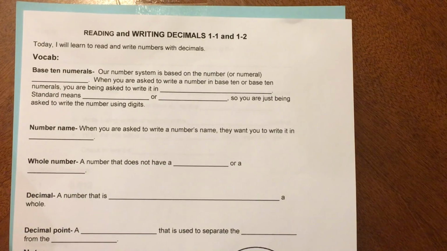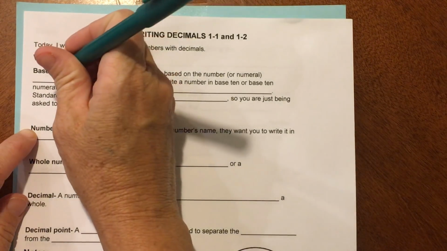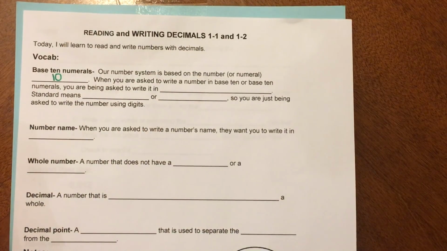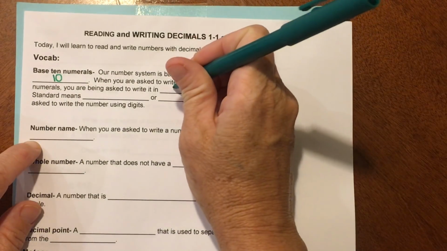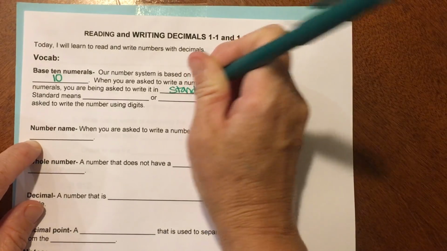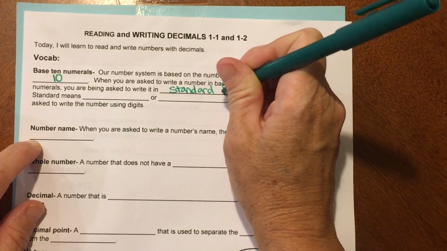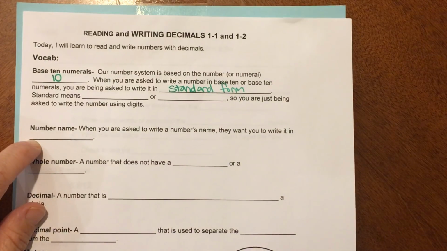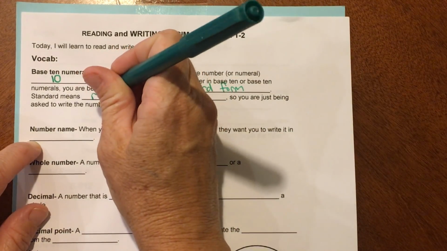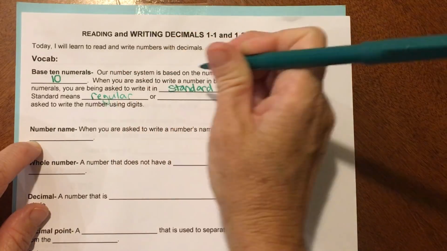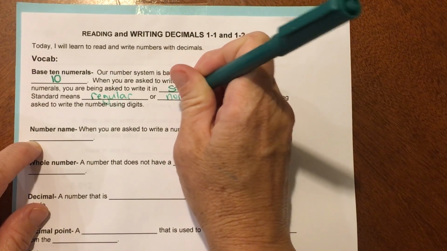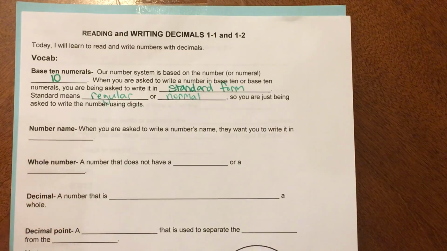Our number system is based on the number or numeral 10. So when you are asked to write a number in base 10 or base 10 numerals, you're being asked to write it in standard form. That's probably a term that you used often last year, standard form. Standard just means regular or normal. So when you are asked to write it, you are using digits.